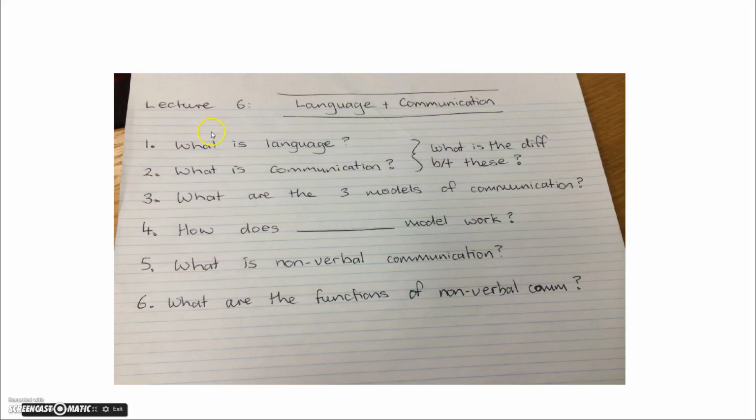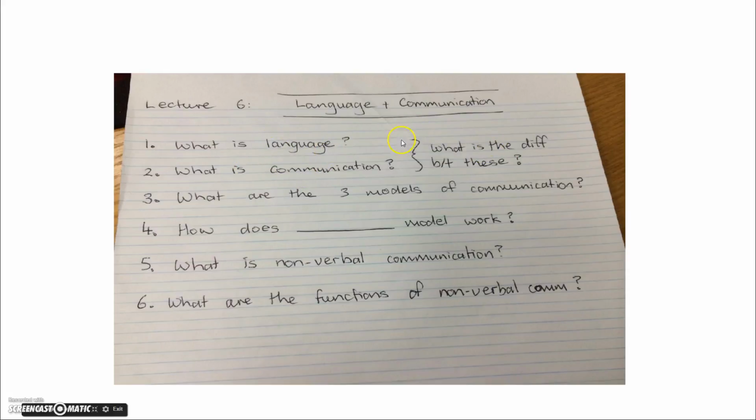An example from the linguistics class is, here's 6 quick questions that were just based on the headings, solely the headings of that presentation. What is language? What is communications? And then once the student wrote these down, the question that I came up with was, what is the difference between these?